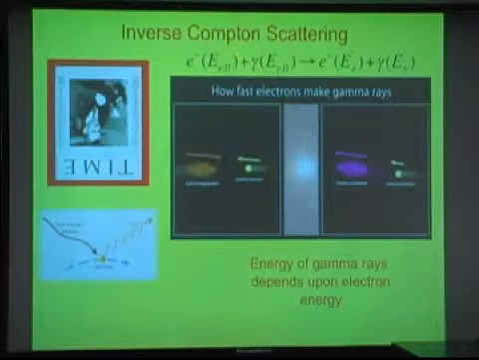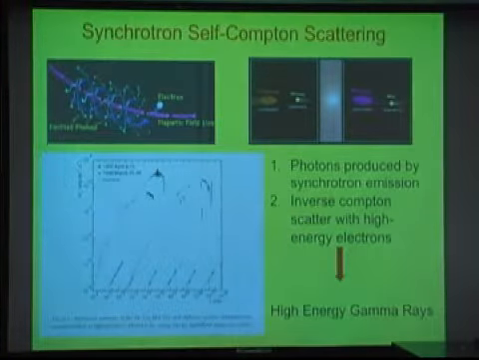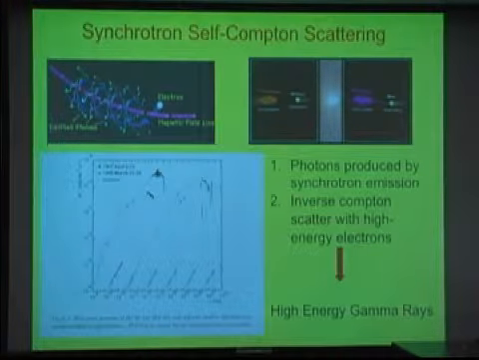The other process for producing higher energy gamma rays is known as inverse Compton scattering. As a joke, I've taken the cover of Time that has Sir Arthur Compton and inverted it. What happens here is that you have a low energy photon scattering with a higher energy electron. The high energy electron transfers some of its energy and produces a high energy gamma ray photon. This is highly relevant in astrophysical processes. Again, the energy scale depends on the scale of the electron energies.